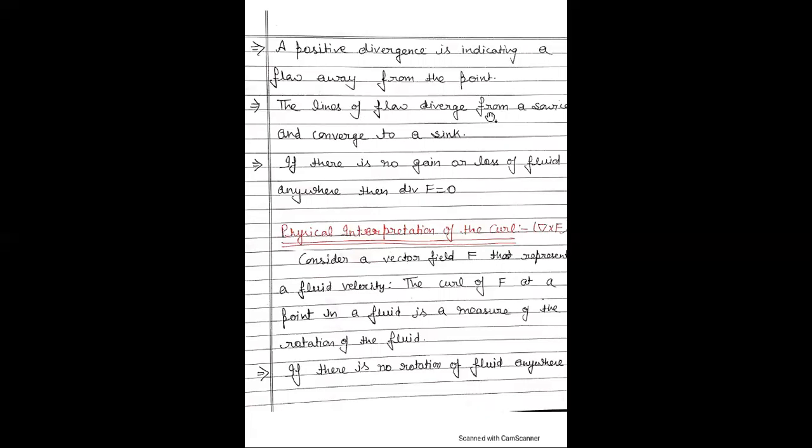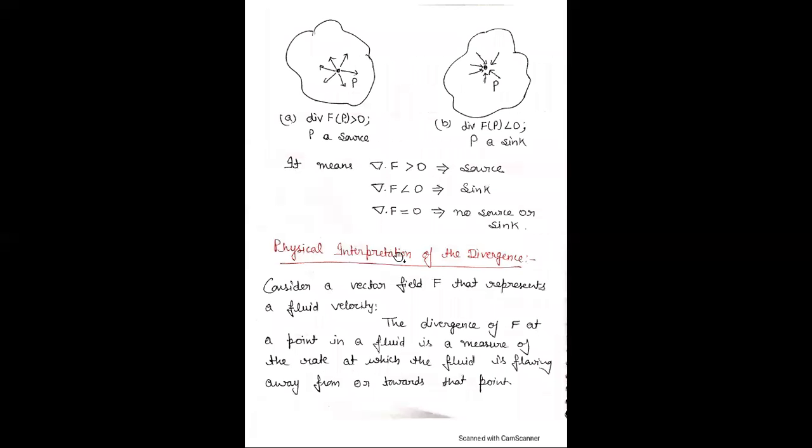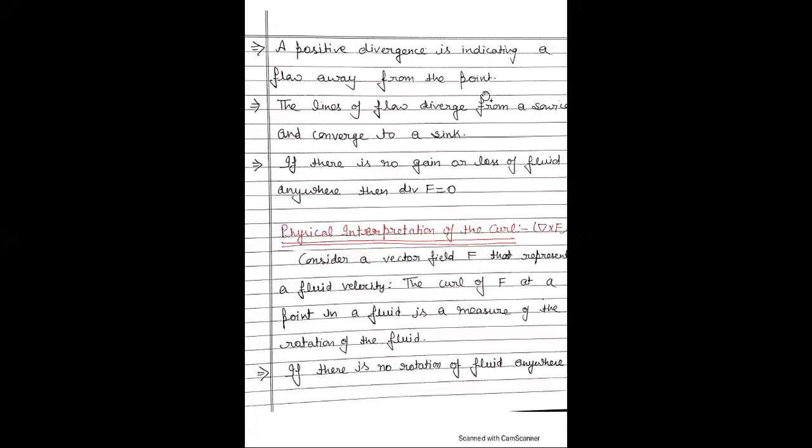The lines of flow diverge from a source and converge to a sink. This means diverge, and this means converge to a sink. If there is no gain or loss of fluid anywhere in the region, then divergence of F is equal to 0 at that particular point.